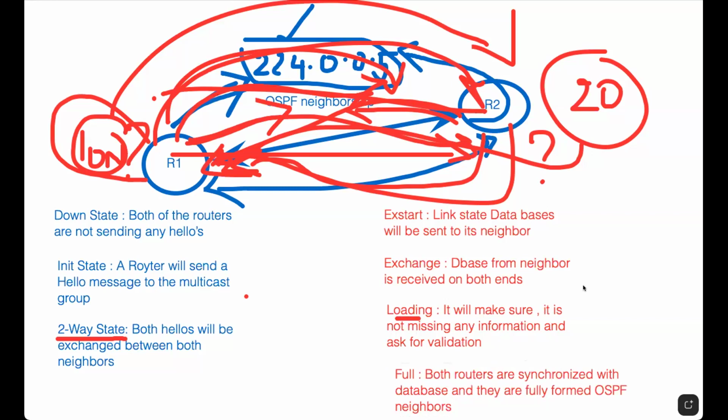So OSPF works on the multicast. The first hello message will be sent on a multicast group called 224.0.0.5. So that is the initial state, and two-way state is where the hello message will be received on both sides. Exstart is where it tries to send the routing information or the database information to the neighbor. Exchange state is where the neighbor received it and it also acknowledges it. And then loading state is where they'll make sure that the information is correct and it's not missing anything from the neighbor. And the full state is where both the neighbors are in the fully synchronized state. Okay. That is how the OSPF neighborship will be formed.